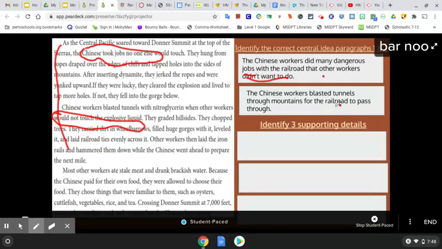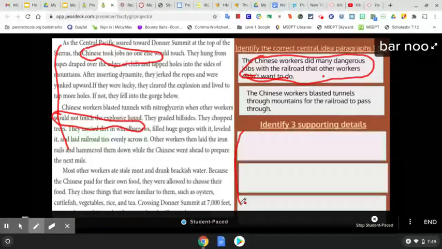The Chinese worker blasted tunnels through mountains for the railroad to pass through. Well, we know that happened, and it's kind of talking about them blasting tunnels. However, what is this mainly talking about? It's talking about all those jobs that were so dangerous that no one else wanted to do except for the Chinese workers. So that is the best central idea. What's some evidence, or three details, that I could find in the text that would support that main idea?